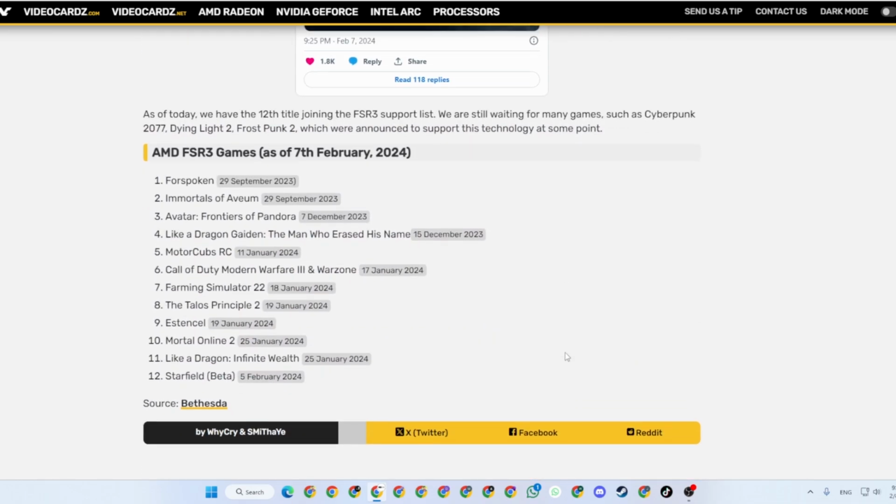And the good news is that FSR3 is moving rapidly now. It's available in 12 titles officially. I'm not considering any third party mods, but if you consider third party mods, it's available in like hundreds of titles, but officially it's available in 12 titles. And considering the adoption of FSR2, I believe FSR3 will be available in more titles more quickly, as expected.